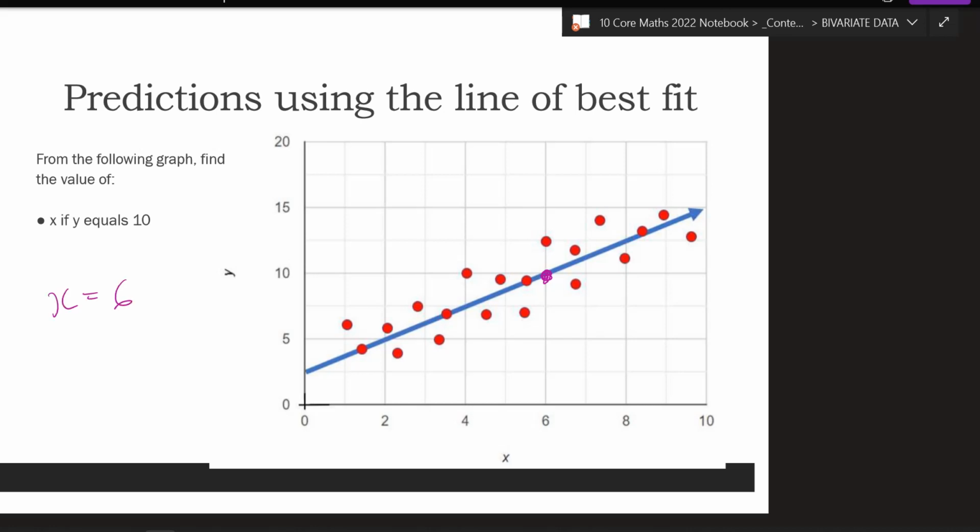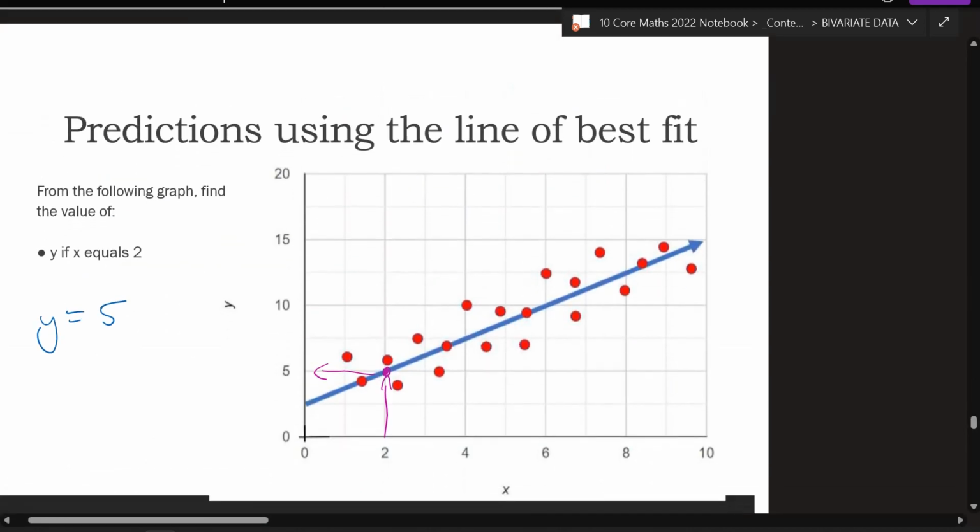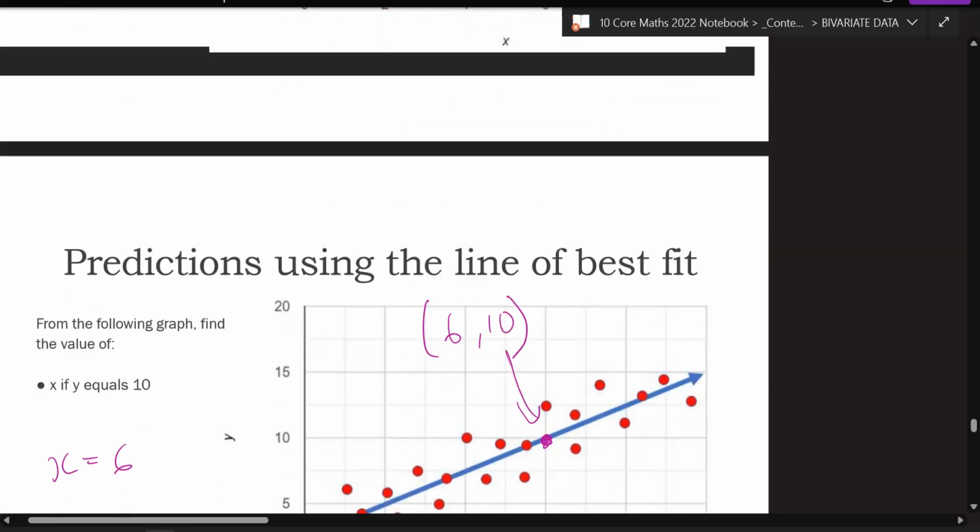Okay, now if I ask you guys, by the way, what would the coordinate for this be? What's the coordinate for it? Good, that would be 6, 10. And for the previous one, what would this coordinate be? 2, 5. Okay, 2, 5. Watch out for the coordinates, yeah?